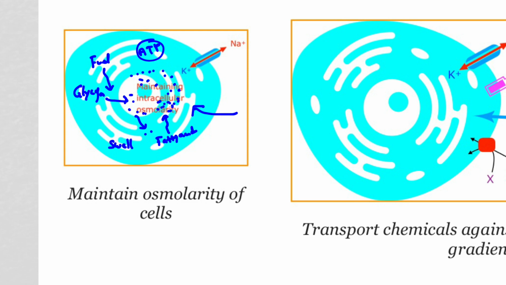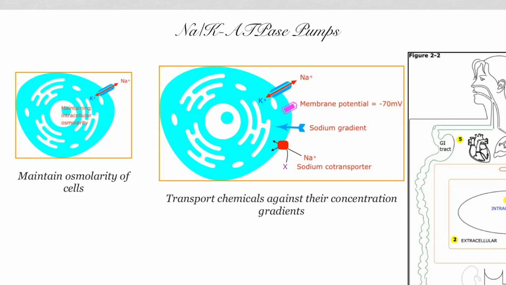gets swollen. And that's one of the earliest signs of cell damage that we see in pathology: cell swelling. And once the cell swells, a lot of the functions of the cell are going to be affected. So these pumps are very important, kicking the sodium out, kicking a particle out all the time. It's helping to maintain the intracellular osmolarity to prevent water entering the cell. Another very important function of these pumps is the transport of chemicals against their concentration gradient.